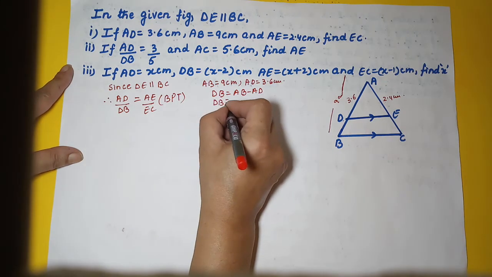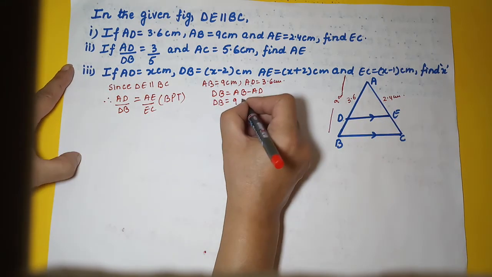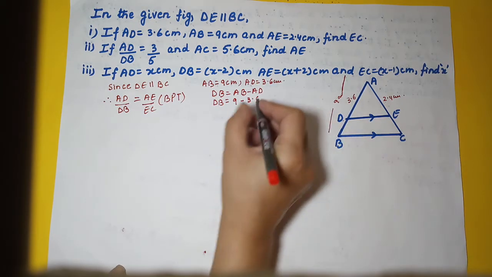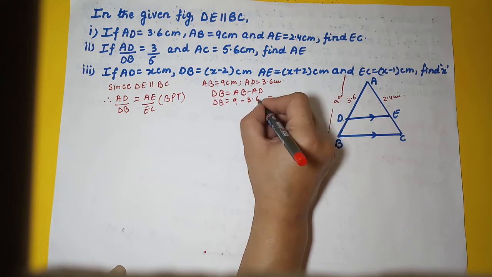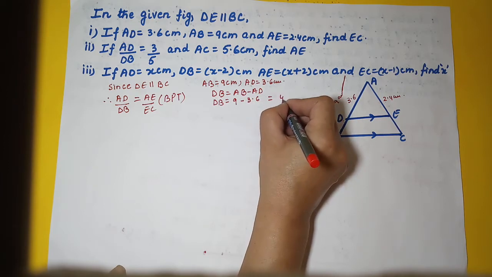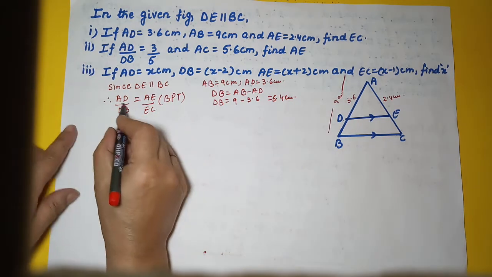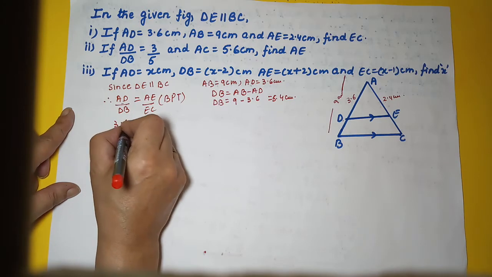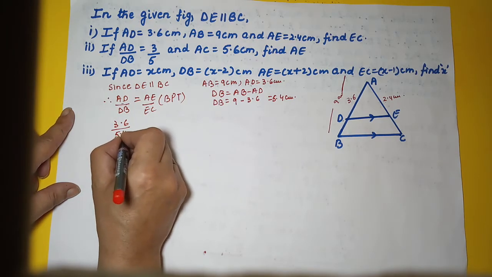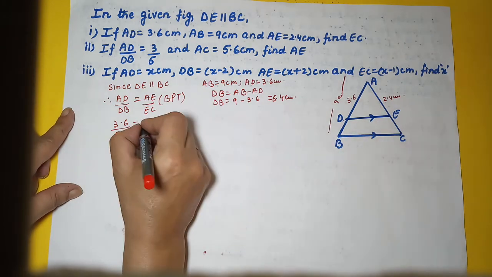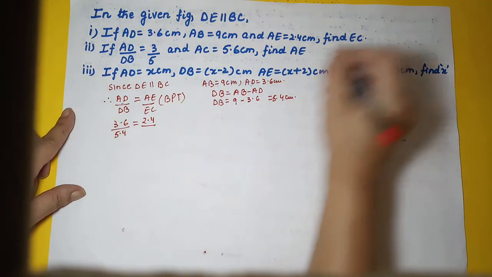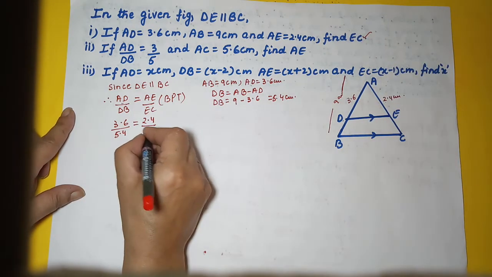So DB will be, AB is 9 minus 3.6. So that is 10 minus 6 is 4, 8 minus 3 is 5, 5.4 centimeters. Now we will substitute these values here. I have got AD as 3.6 upon DB is 5.4, AE is 2.4 and EC is something that I have to calculate. That's what he wants me to do, right?